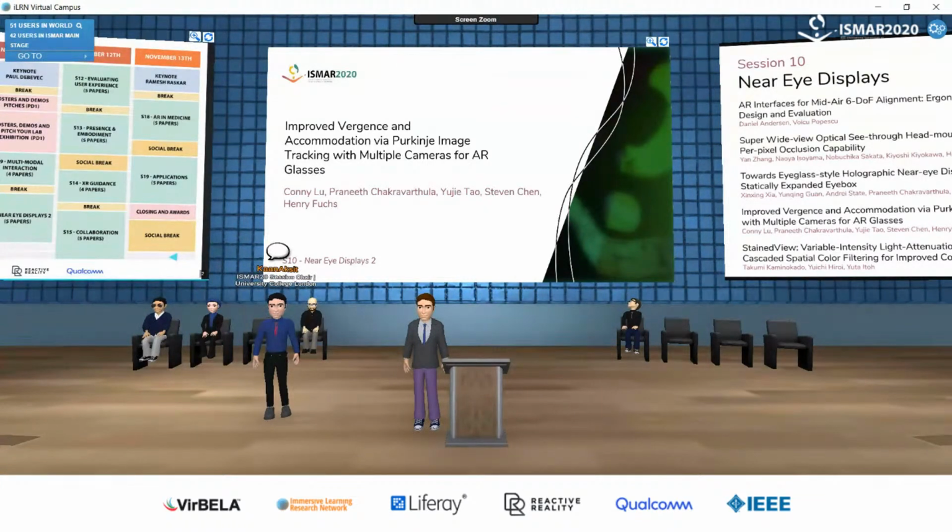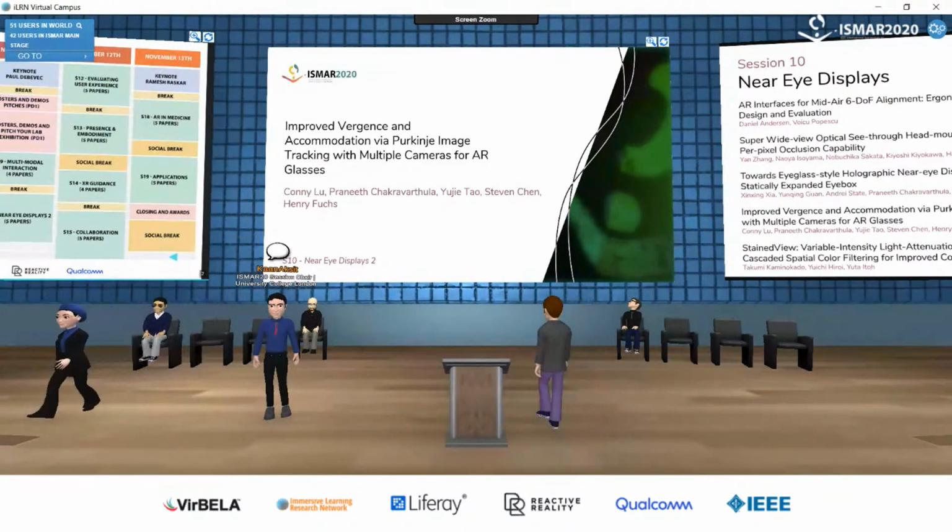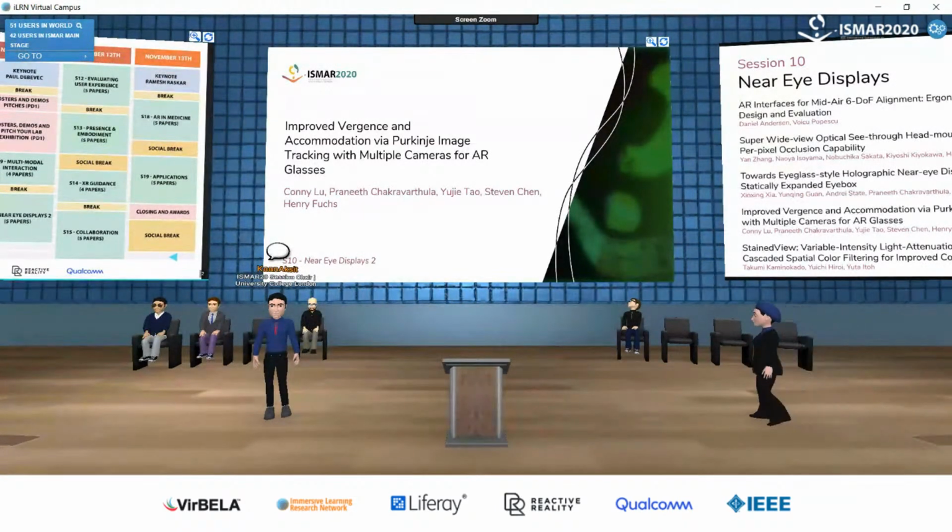Okay, our next presentation is from Connie Liu, and her presentation is titled Improved Vergence and Accommodation via Purkinje Image Tracking with Multiple Cameras for Augmented Reality Glasses.